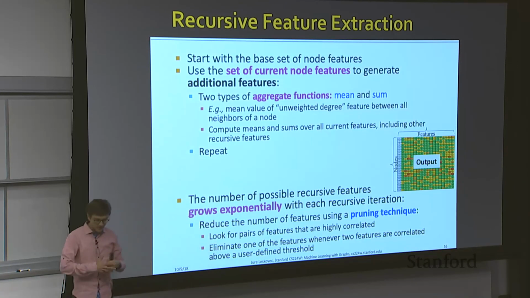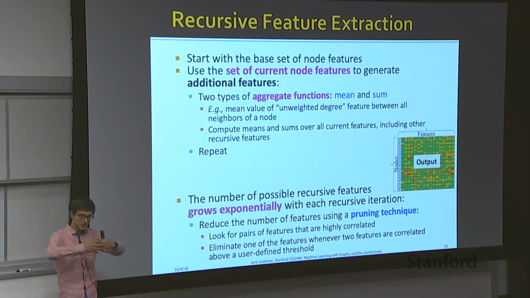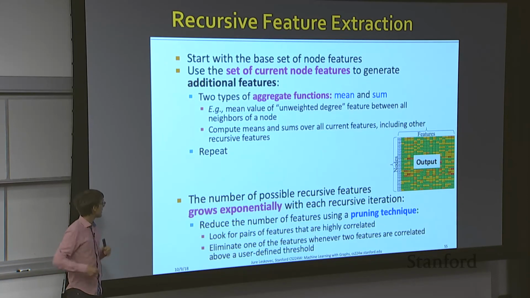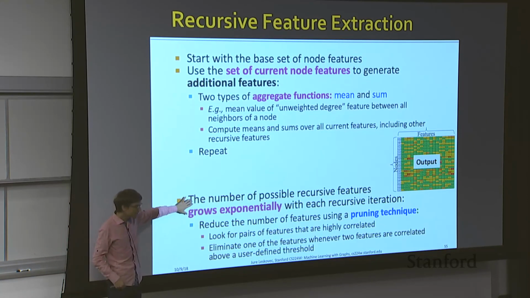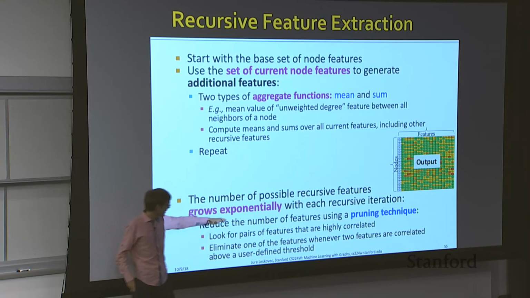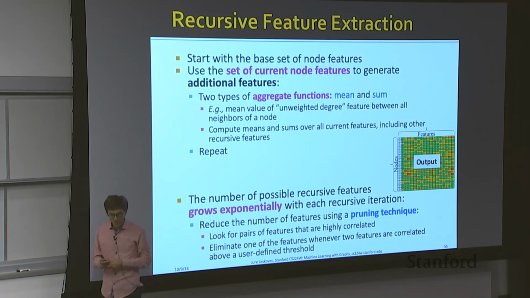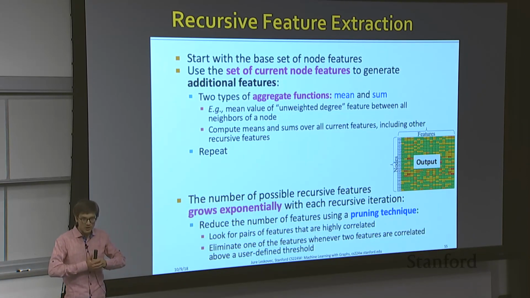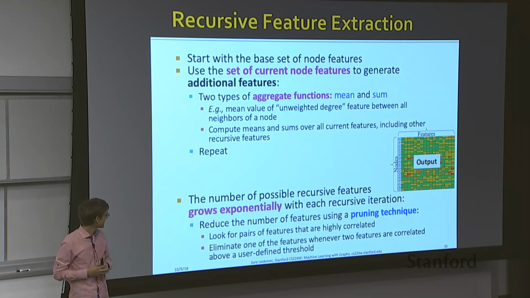So I can keep running this and I get richer and richer description around the node. One practical consideration is that the number of possible features will grow exponentially with the number of hops that we go away from the starting node.